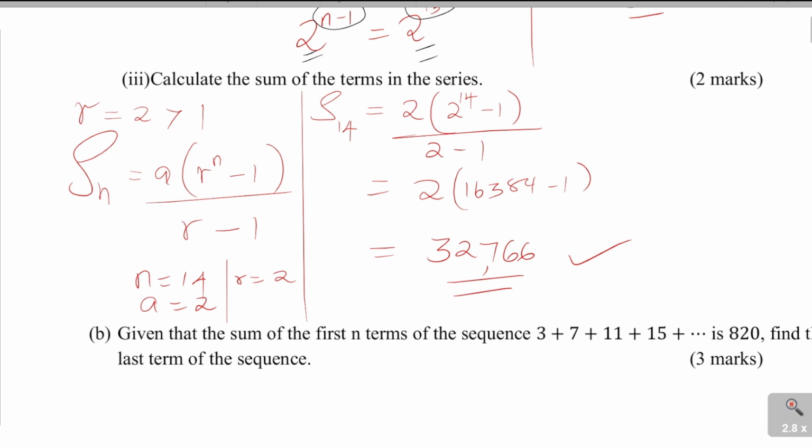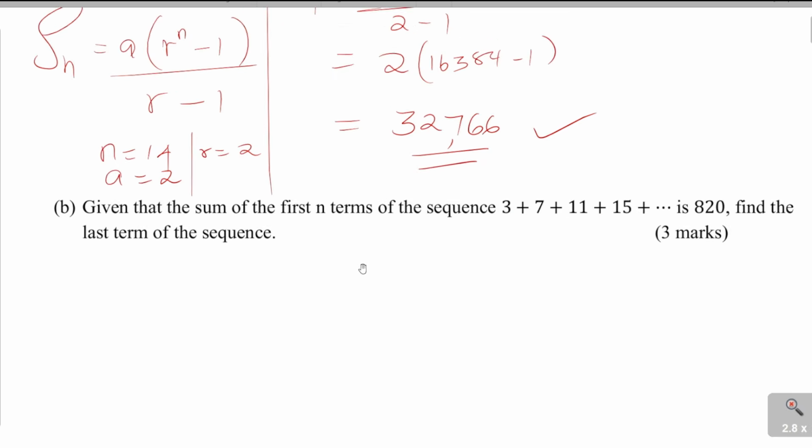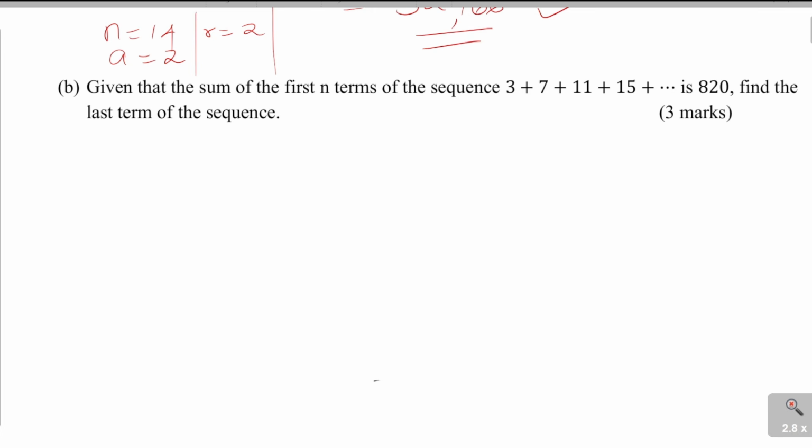Part B, given that the sum of the first n terms of the sequence 3 plus 7 plus 11 plus 15 plus dash then is 820, find the last term of the sequence. So what is the last term? As we said previously in the other question, the last term is the nth term. The last term is the nth term.